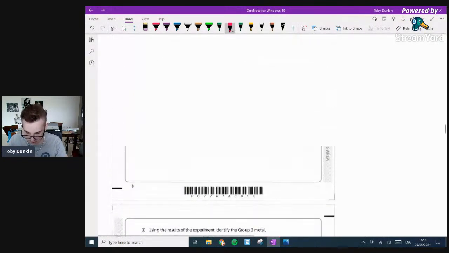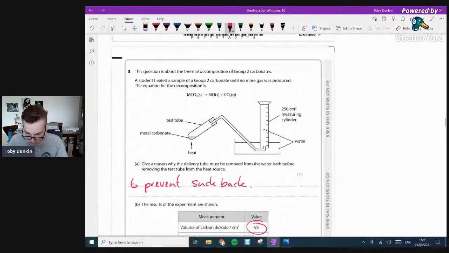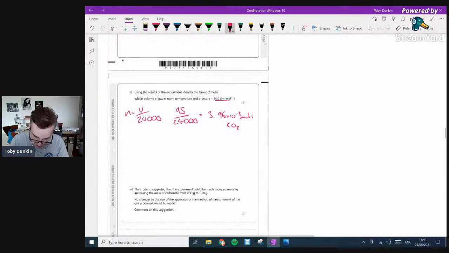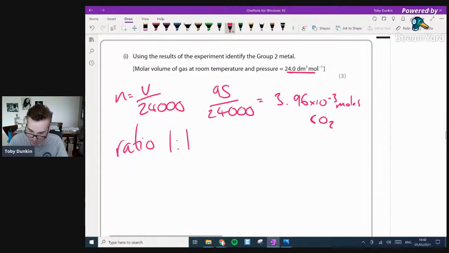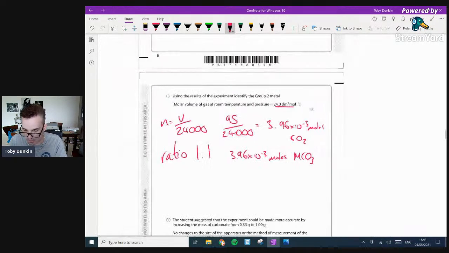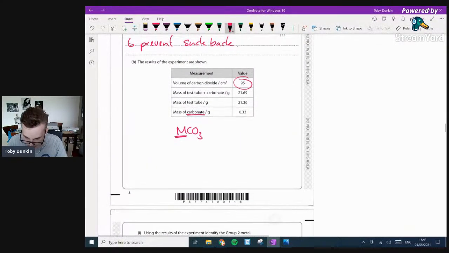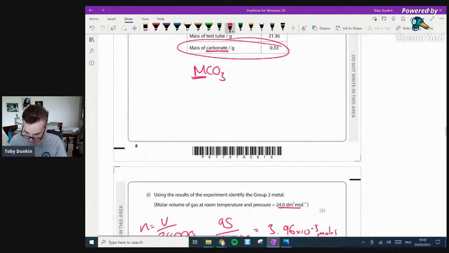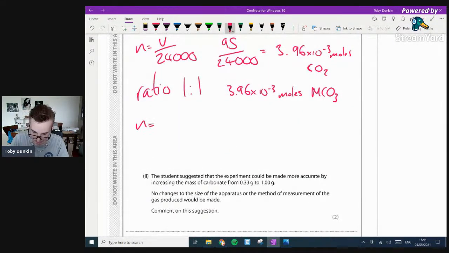Seems reasonable so far. Now we can use the equation, which is a 1-to-1 ratio. So if the ratio is 1-to-1, then we know that we've got 3.96 times 10 to the minus 3 moles of the metal carbonate, moles of MCO3. Now we also have the grams of the metal carbonate. The grams of the carbonate was 0.33. So number of moles is grams over Mr. We can now work out Mr.